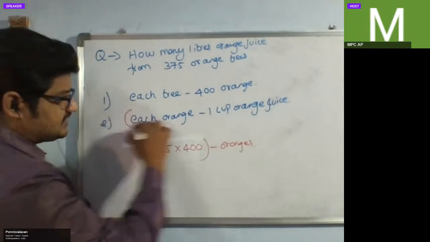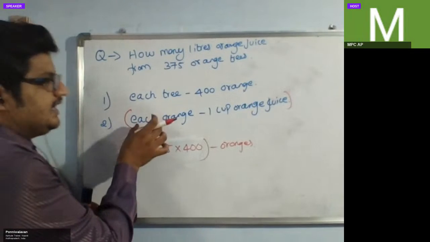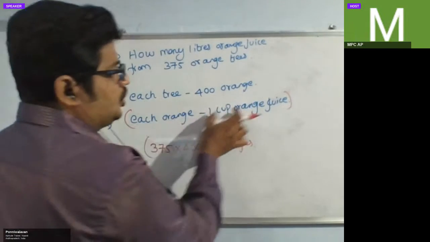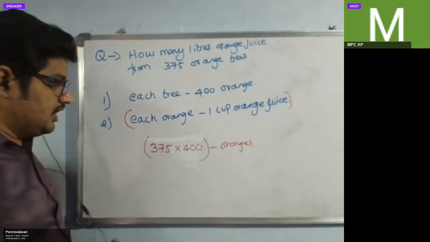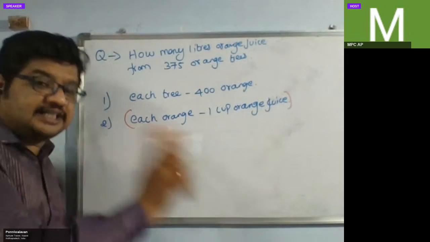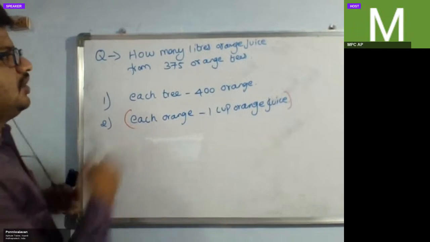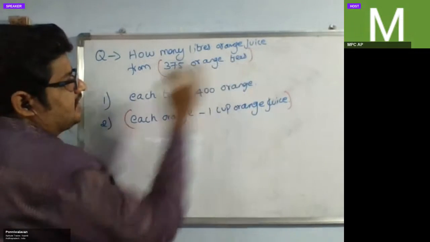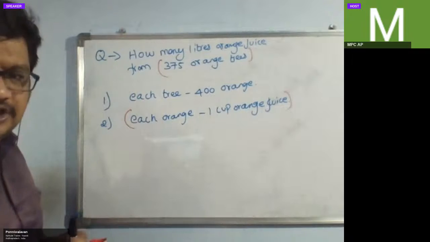Just consider the second statement alone. Each orange gives 1 cup of juice. Now forget the first one. Each orange gives 1 cup of juice. Okay. Here trees are not given. Here each orange gives 1 cup of orange juice.